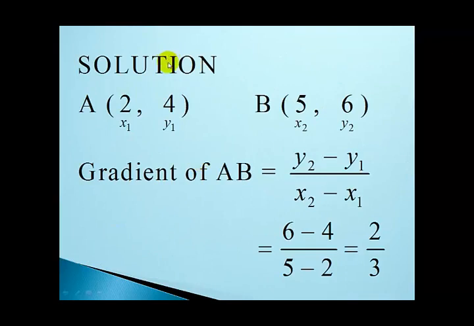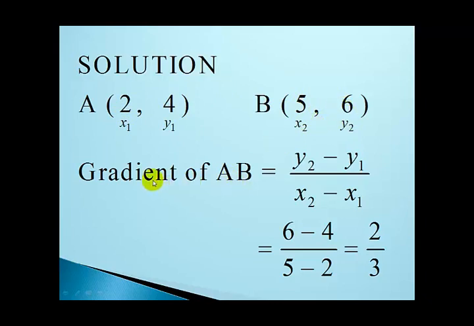Now solution. From the question, we are given the 2 points A(2, 4) and B(5, 6). So with the point A, we have 2, 4. x1 is 2 and our y1 is 4. With the point B, 5, 6, our x2 is 5 and our y2 is 6.